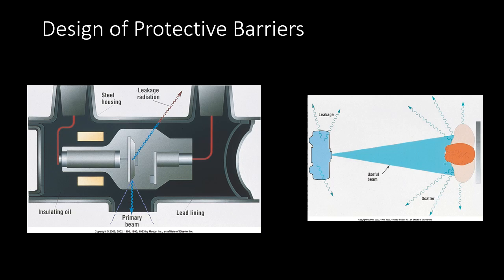And so here's the example of the leakage radiation on the right-hand side, just showing that radiation is emitted anywhere but the tube window, and scatter radiation is emitted from the patient.